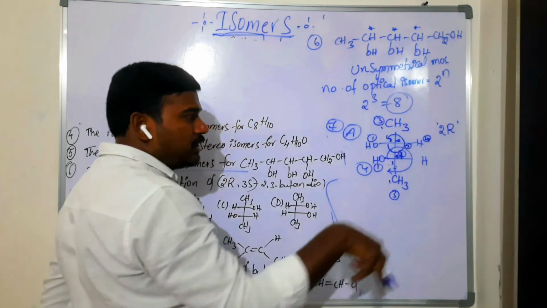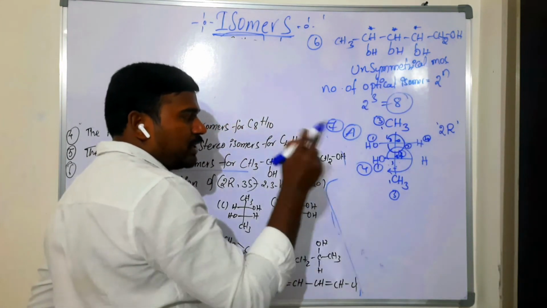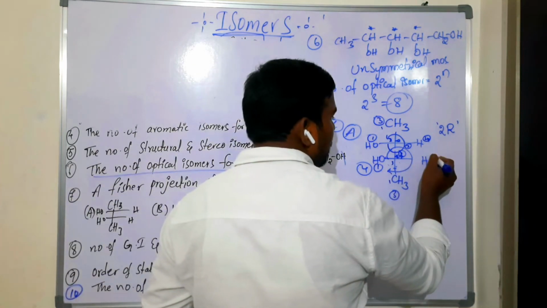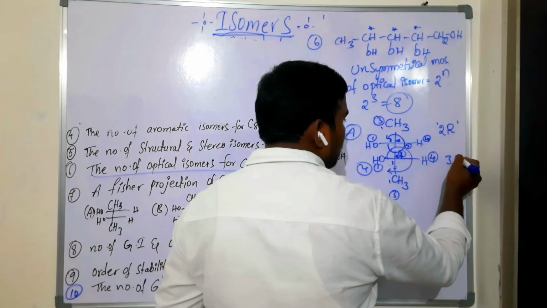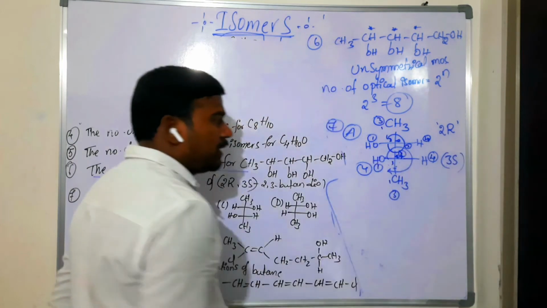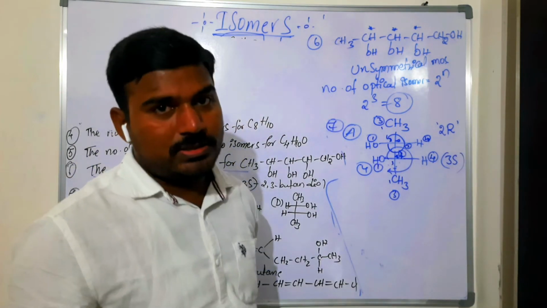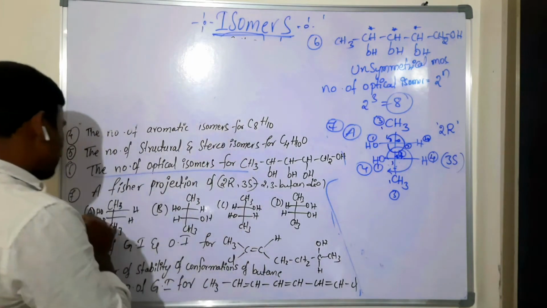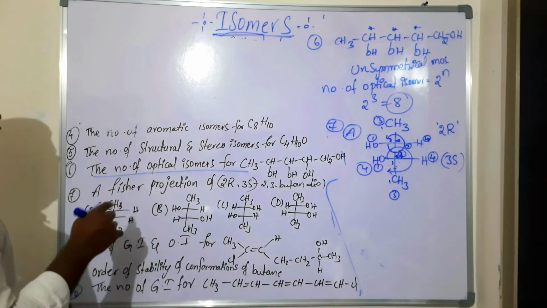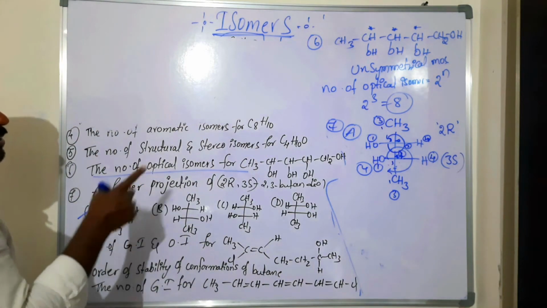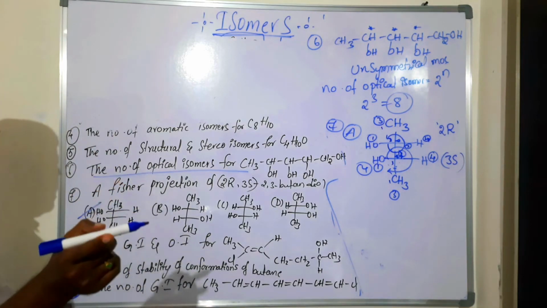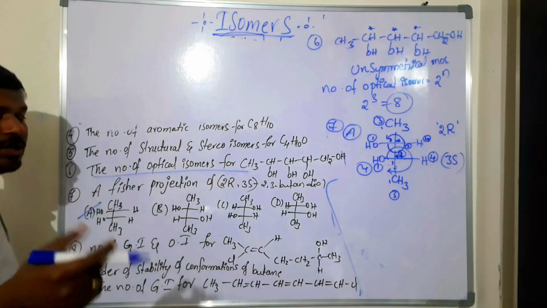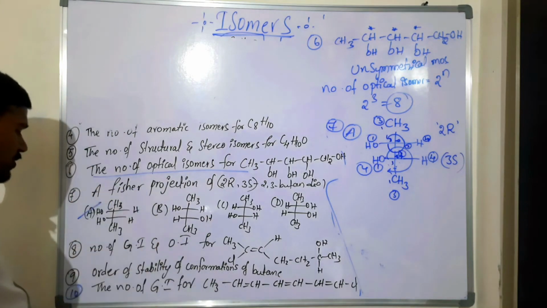So it is in this direction, that is, it is giving a clockwise direction. When it is clockwise with the least priority group on the horizontal line, then it is taken as S on the third carbon atom, 3S. Is that clear? The first option has the 2R,3S configuration of 2,3-butanediol. Those who have not watched the configurational isomers and their DL nomenclature and RS, you can watch once.